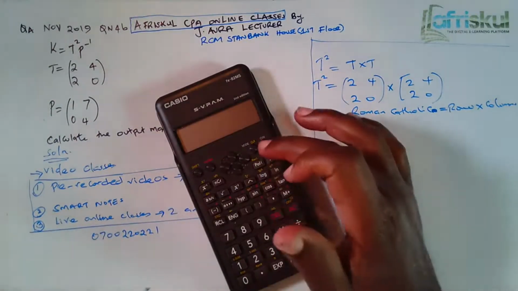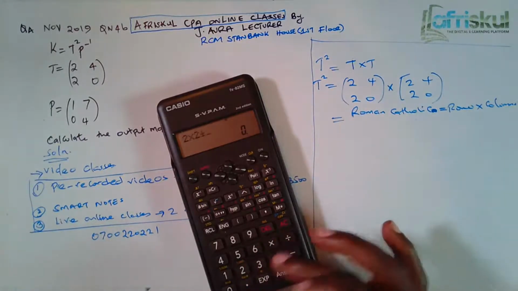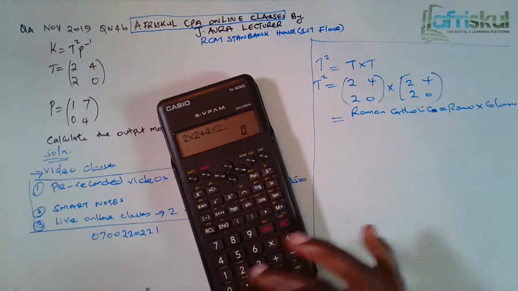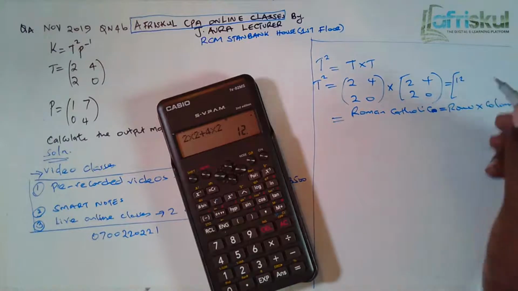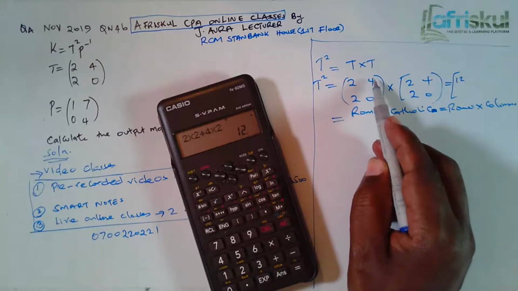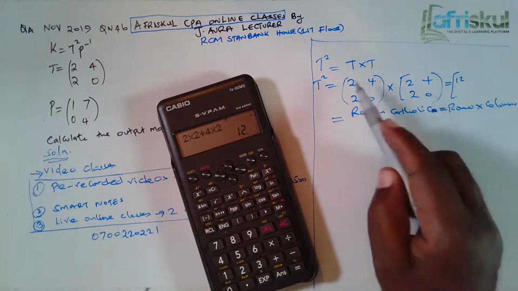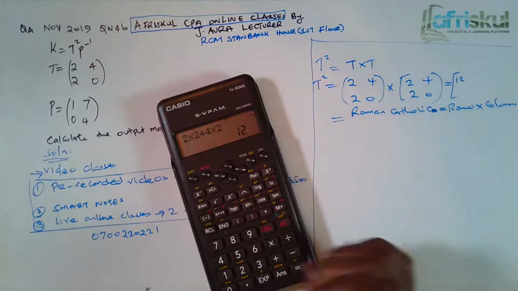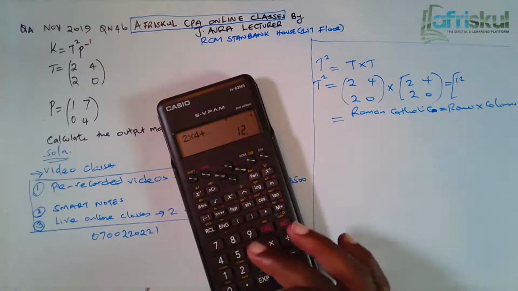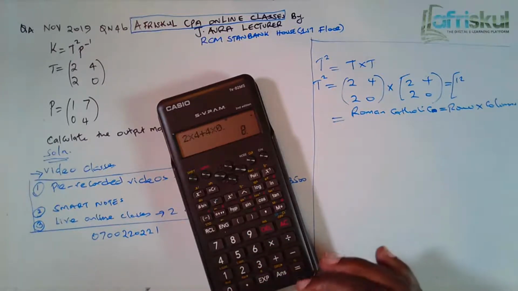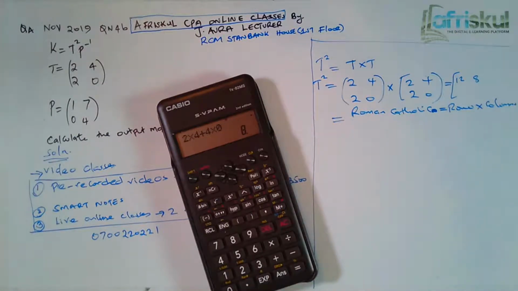The first ones multiplied, that is 2 times 2, plus the second ones multiplied, that is 4 times 2, which gives us 12. The first one is 12. This same row will again multiply the second column: 2 times 4, plus 4 times 0, which gives us 8. I write it there.